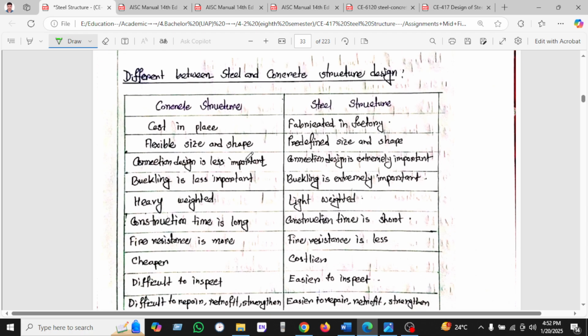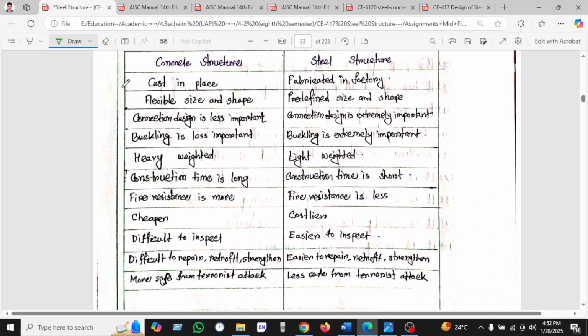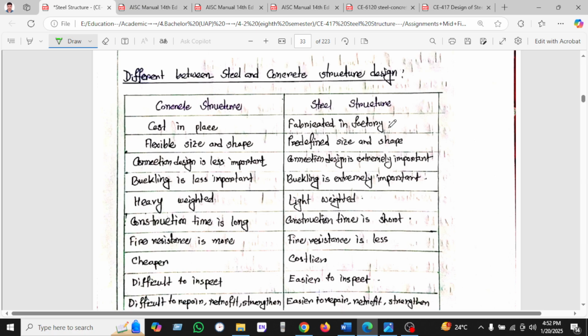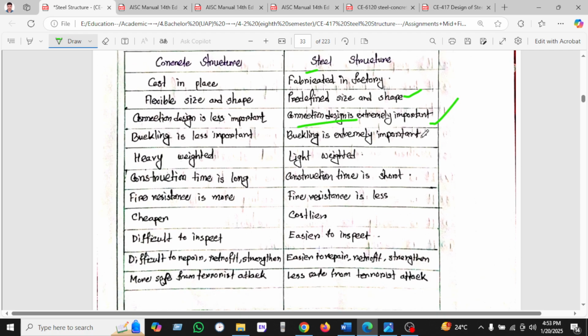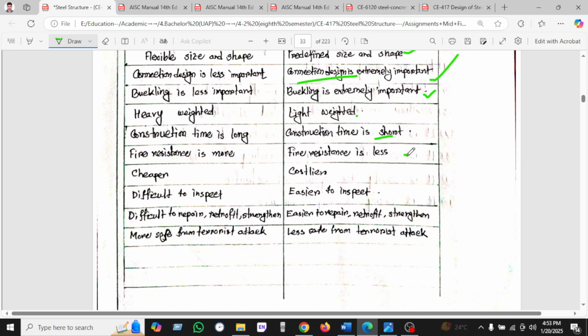So let's see the difference between steel and concrete structure. RC is cast in place, while steel is fabricated in a factory. In RC, flexible size and shape are predominant, and connection is less important, whereas in steel structure connection design is extremely important. Buckling is less important in RC, while in steel structure buckling is important. RC is heavy weighted and steel is light weighted. Construction time is long for RC and very short for steel. Fire resistance is more for RC and less for steel.